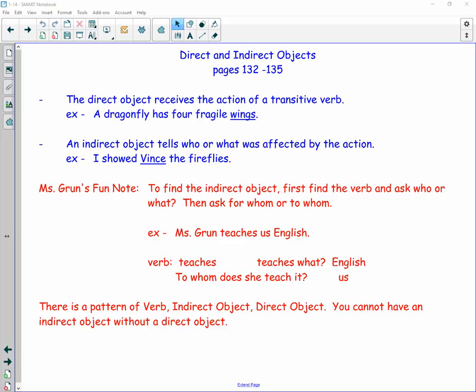This lesson is from the 7th grade Houghton Mifflin English book. It is on direct and indirect objects, and it coordinates with pages 132 to 135 in the student textbook.